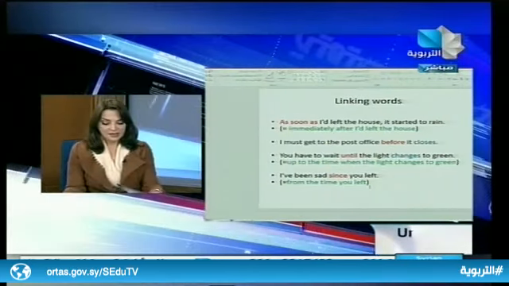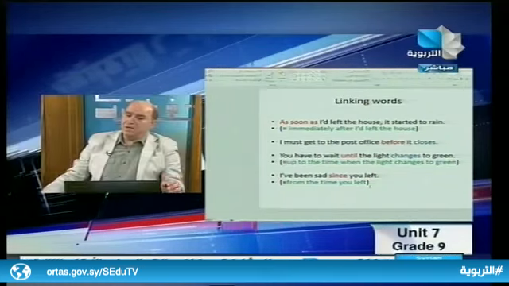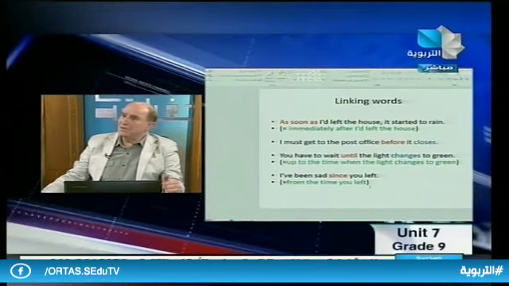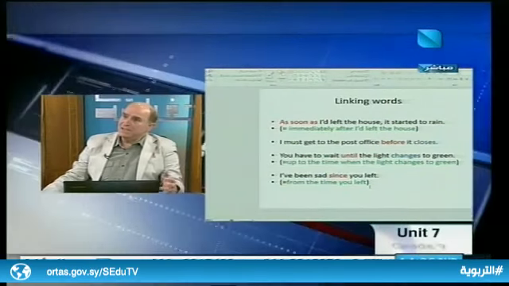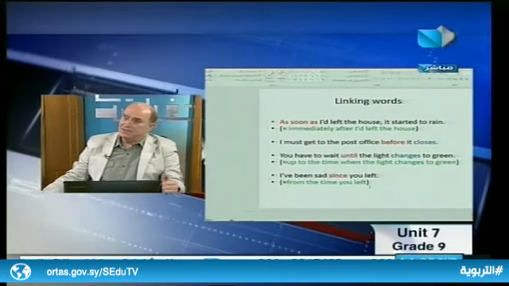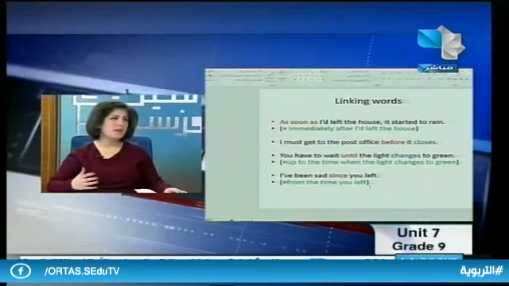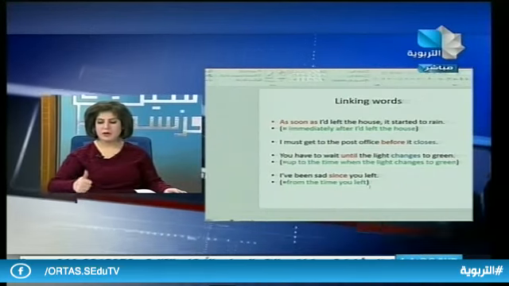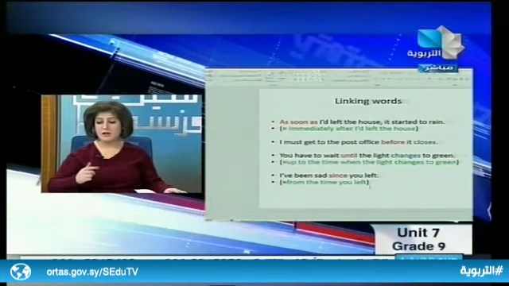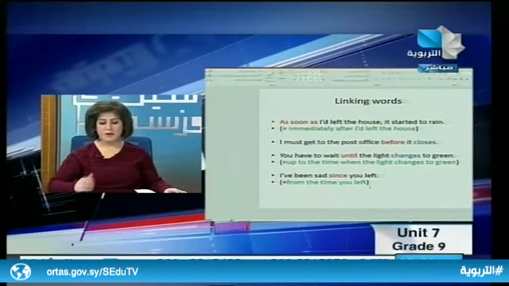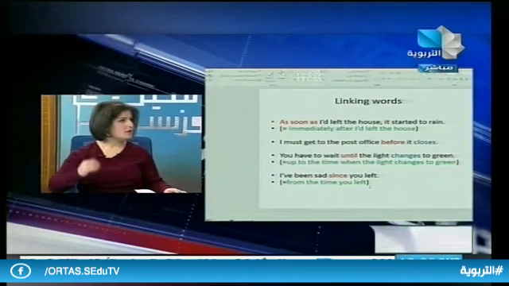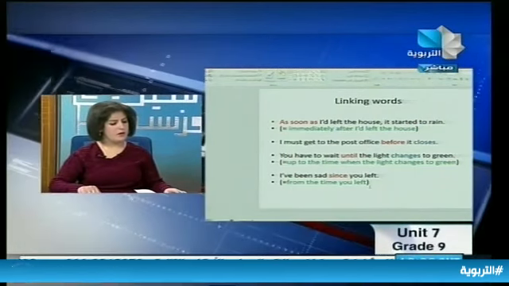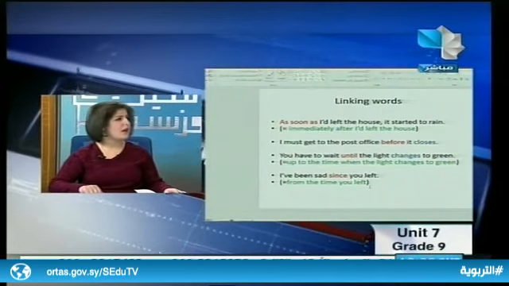What about other linking words related to time? Yes, please, Miss Nada. As Ms. Nagam said, we have many linking words. We talked about when, we talked about while or as. Also, we talked about after and when. Now I'm going to talk about other words we have here.